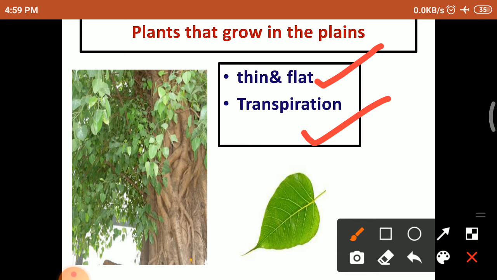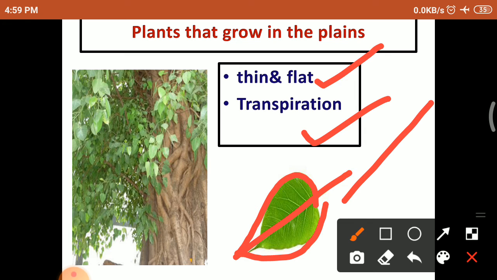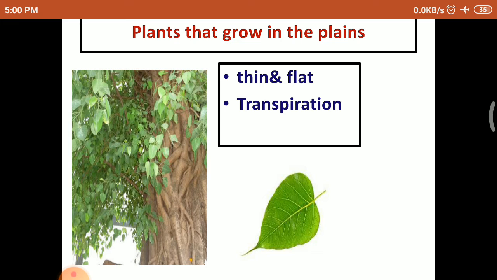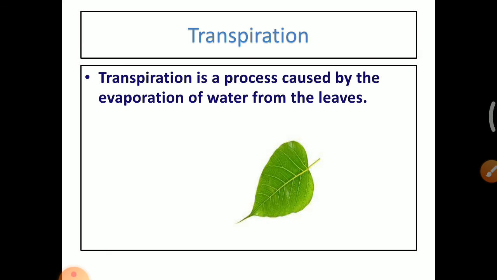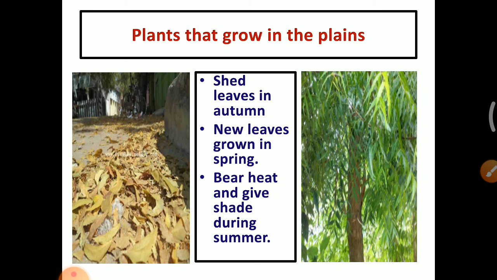Comparing to the hill area, if you take a hill area, the leaf of the plant is a needle, but if you take a plain area, the leaves of the plant are thin and also flat. So this is the difference between the plants that are grown in hill and mountain areas and plain areas. Do you understand why it has thin and flat leaves?